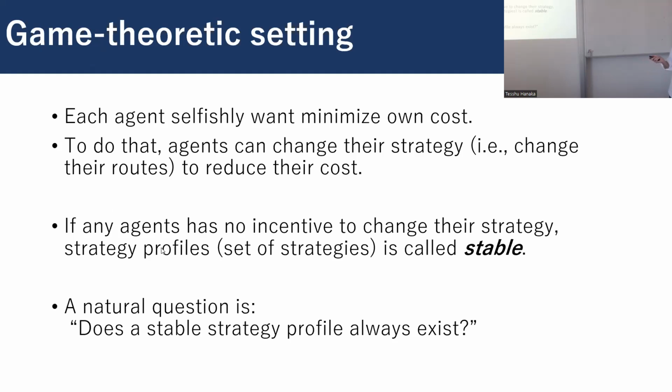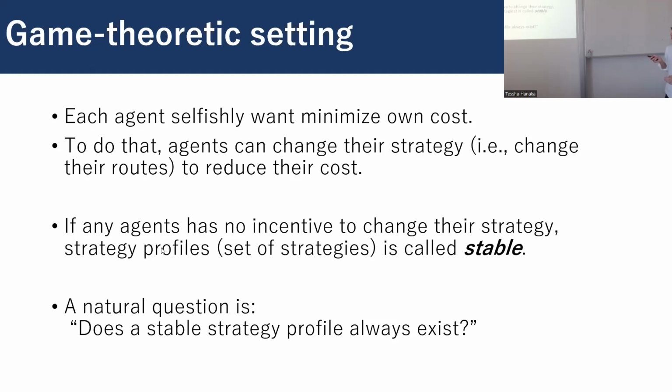Okay, so we can consider the game theoretic setting in this problem. Actually, imagine that each agent selfishly wants to minimize their own costs. So the point is selfishly. In this situation, we can consider these problems as a game theoretic problem. And to minimize their own costs, agents can change their strategy, that is, change their routes to reduce their cost.